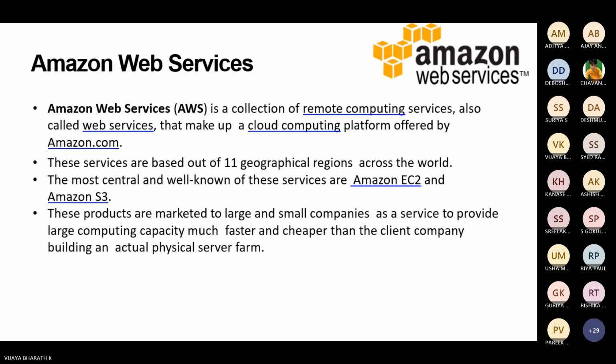most central and well-known services are Amazon's EC2 instance and S3 bucket. These products are marketed to large companies, and they provide large capacity as well. Computing facilities are faster and cheaper than other companies that have physical farms. Here the cloud provides you such physical farms so that you can use enough resources based on your business requirement.